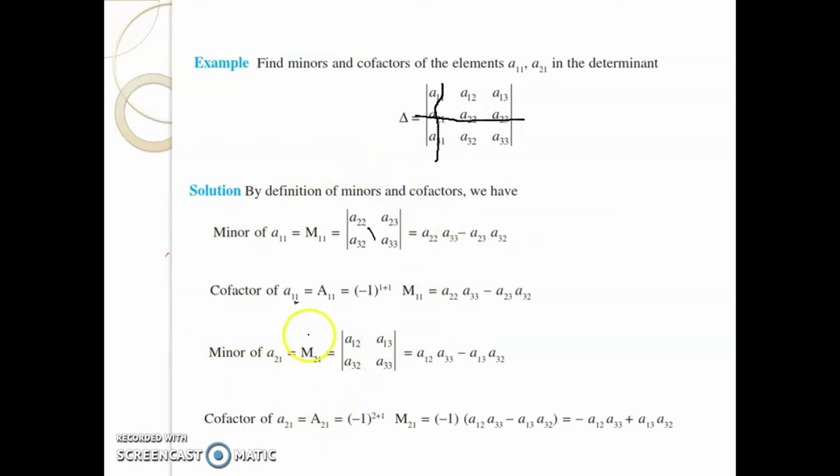Then after calculating the minor, we can easily calculate the cofactor. Cofactor is nothing but the multiplication of minor with (-1) raised to power 2 plus 1. (-1) raised to power 2 plus 1 is (-1) raised to power 3, which is minus 1. So multiply the minor with the negative sign. The sign of both the terms will be changed. It is minus A12 A33 plus A13 into A32. Right, this is how to find minor and cofactor.